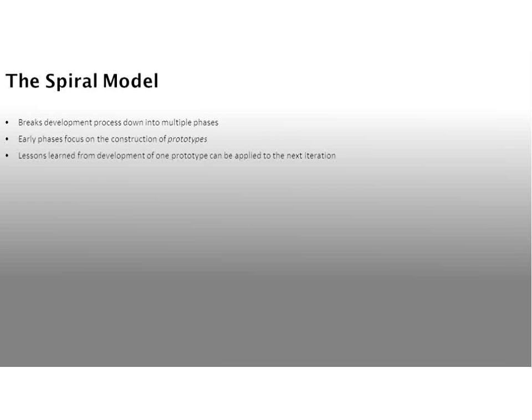Another model that we follow is known as the spiral model, in which the disadvantages of the waterfall model are removed. Here we break the development process into multiple phases, and the early phases focus on the construction of prototypes. So in a spiral model we create a prototype. What do you mean by prototype?